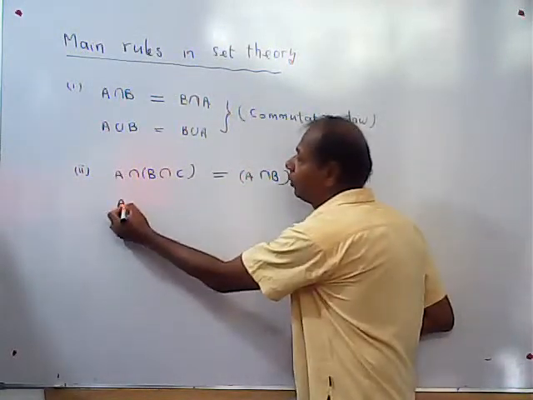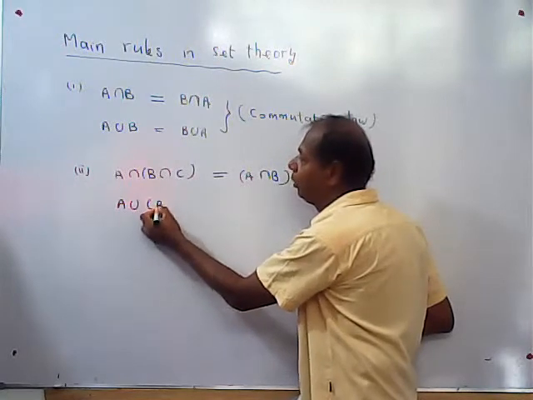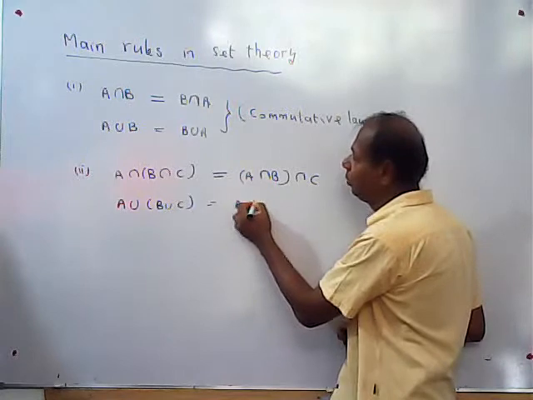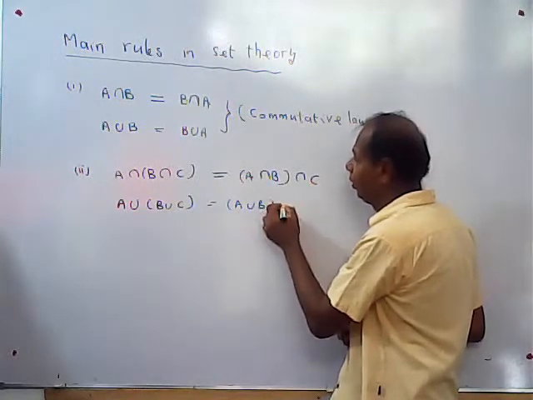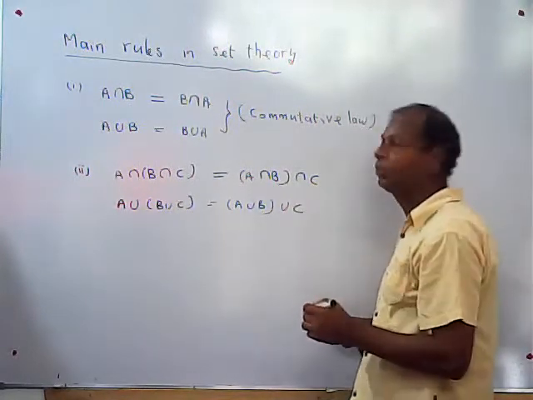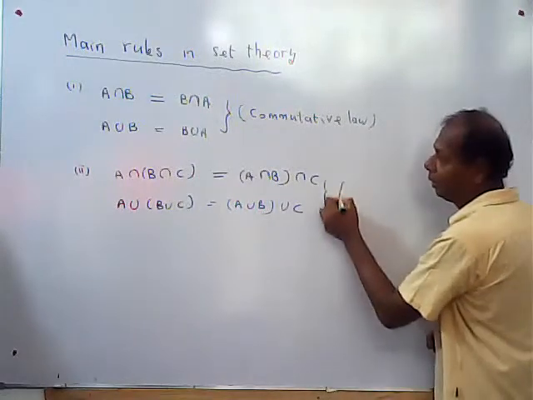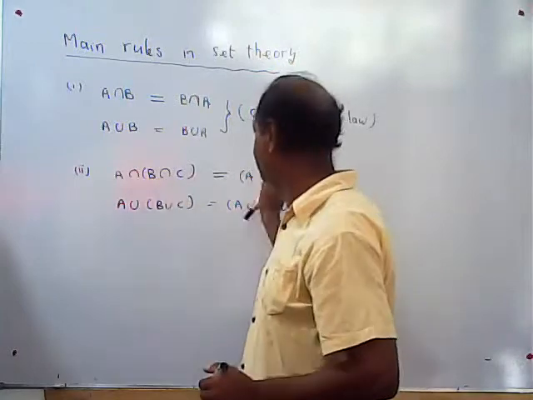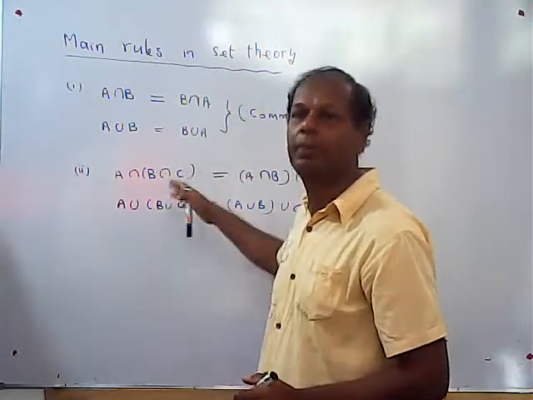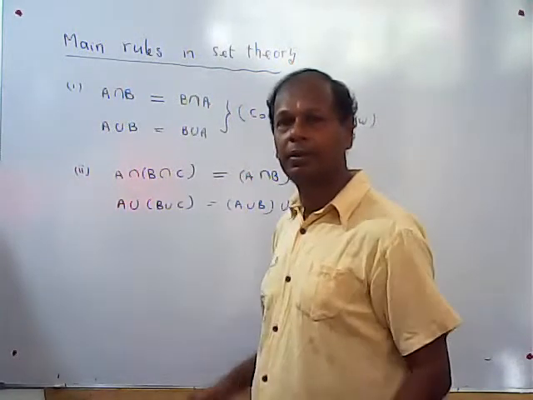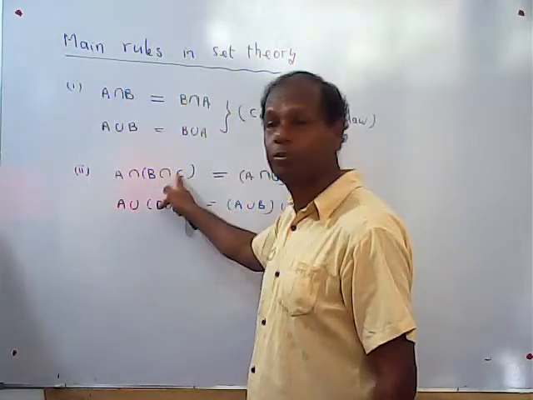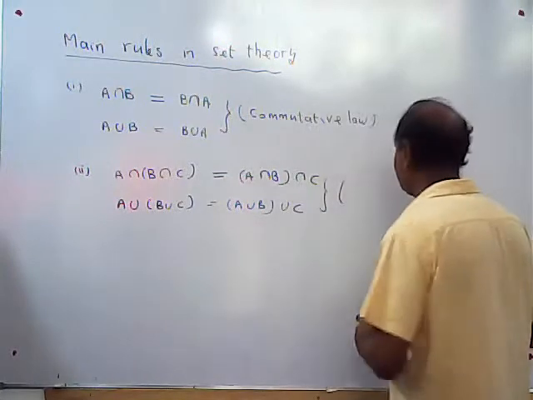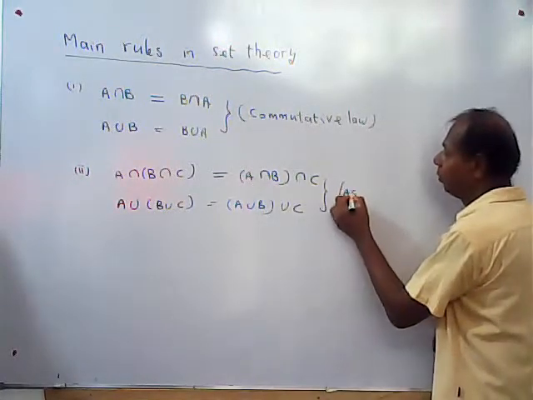So it is for the union. A union B union C is equal to A union B union C. And this rule you call the associative law. Apparently, you can change the position of the brackets, and it will remain the same, but it has to be the same operation, intersection or union. It's called the associative law.